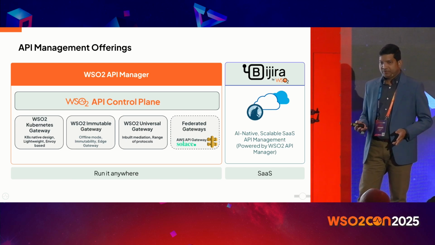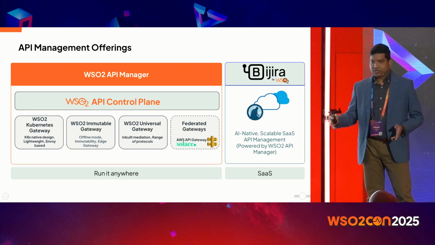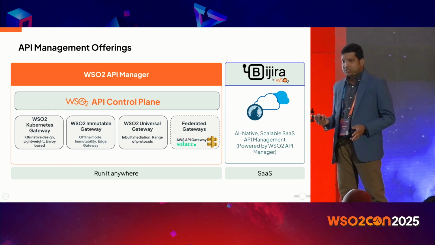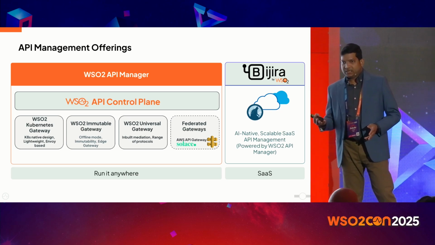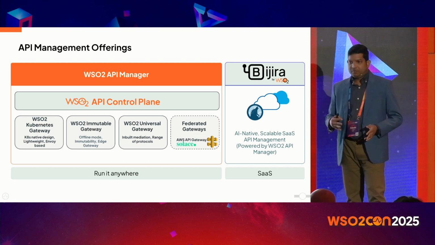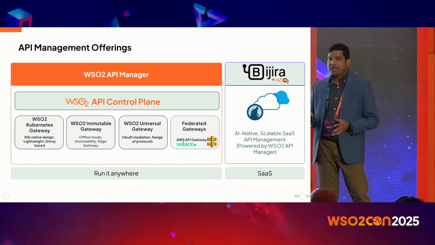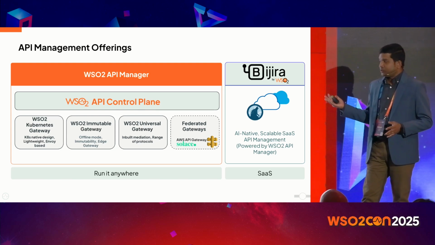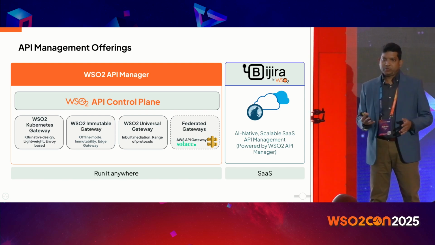We used to offer Choreo for API management, but now we are switching into Bijira by WSO2 for two reasons. Number one is that for any customers who are looking for API management, we want to offer a more scoped, more focused level API management offering. That's why we are bringing Bijira. This is basically powered by Choreo, built on top of Choreo.